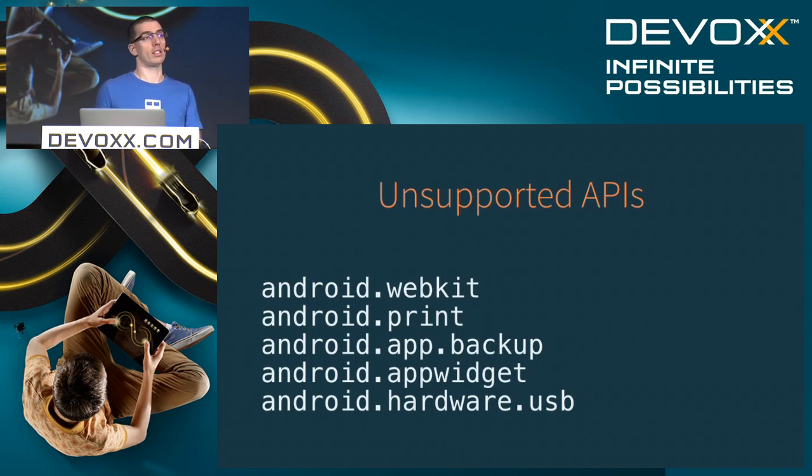You also don't have access to the print APIs or the app widget APIs, which are the widgets that you can have on a launcher, but you have no launcher on a wearable device. So it would make no sense to have access to these APIs. And finally, you don't have access to hardware.usb, because a wearable device doesn't have USB.